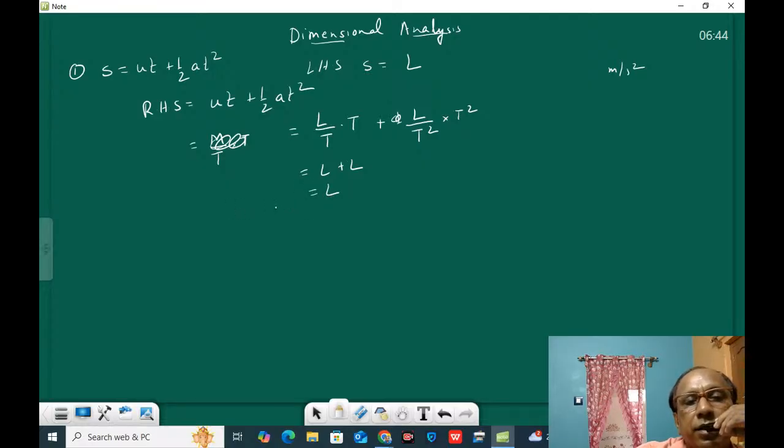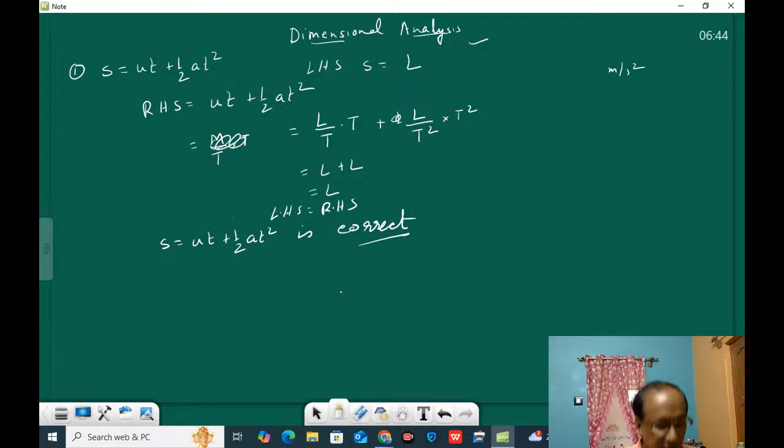Since the dimension of the left hand side is equal to the dimension of the right hand side, you can say that s is equal to ut plus half at squared is correct. In this way, we can find whether a formula is correct or not by dimensional analysis, right?